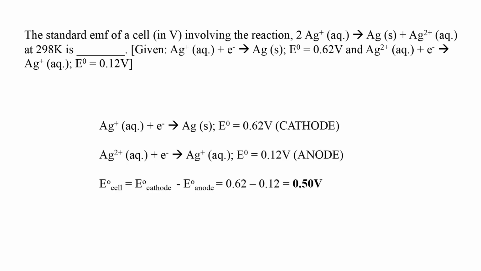So the Ag+ to Ag will act as a cathode because it has a higher electrode potential, and Ag2+ to Ag+ will act as an anode. We know that the E0 cell is equal to E0 cathode minus E0 anode. So the standard EMF of the cell will be 0.62 minus 0.12, that comes out to be 0.50 volt. So the answer is any value between 0.49 to 0.51, that is 0.50.